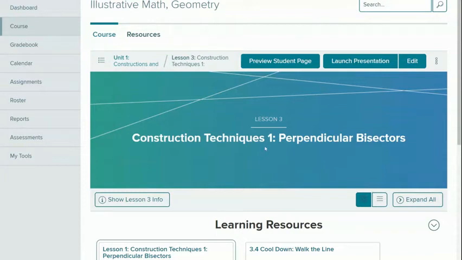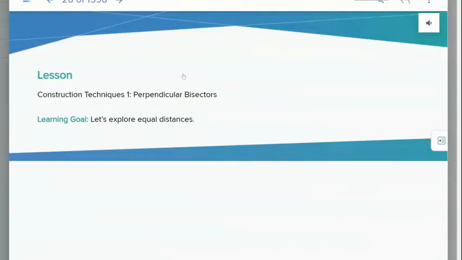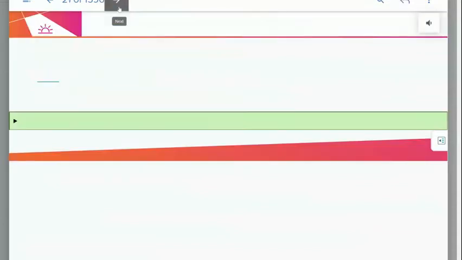Hey kiddos, so this is lesson three, construction techniques one, perpendicular bisectors. All right, let's go ahead and get going here. The lesson is focused on perpendicular bisectors. Your learning goal is, let's explore equal distances. Interesting.